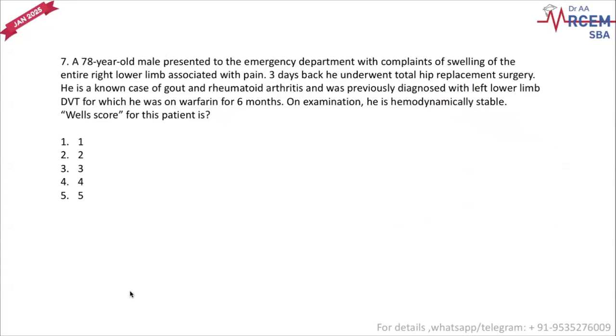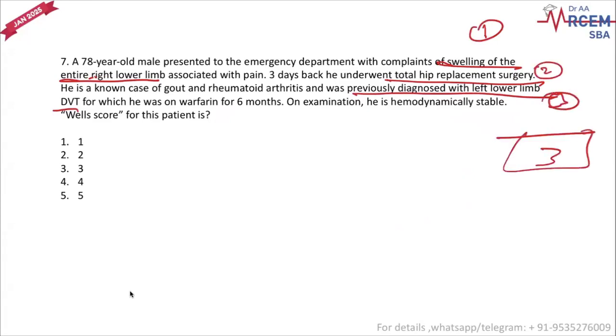A 78-year-old male presents to the ED with complaints of swelling of the entire lower limb, associated with pain. 3 days back, he had undergone a total hip replacement surgery. He is a known case of gout and rheumatoid arthritis, and was previously diagnosed with lower limb DVT and was on warfarin for 6 months. On examination, he is hemodynamically stable. What's the Wells score for this patient? They're asking. So Wells score, 1 point here, another point here, another point here. Adding up, it will become 3. Total is 3, so we are having a Wells score of 3.